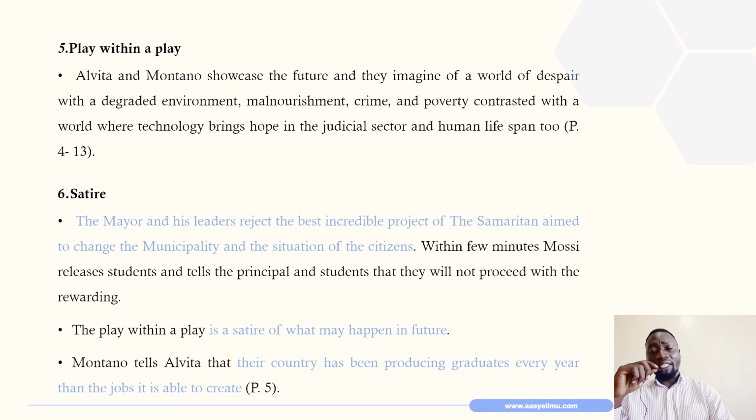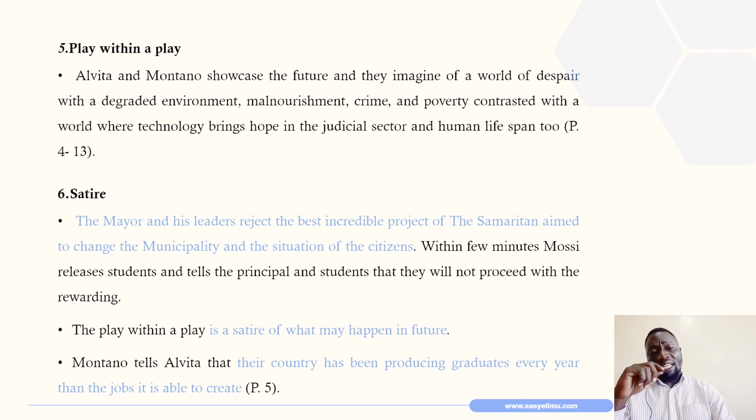eventually or finally going to be exposed, and they will not have chances again to steal from members of the public. So the play within a play is also a satire of what may happen in the future, that is, suppose the leaders do not take care.